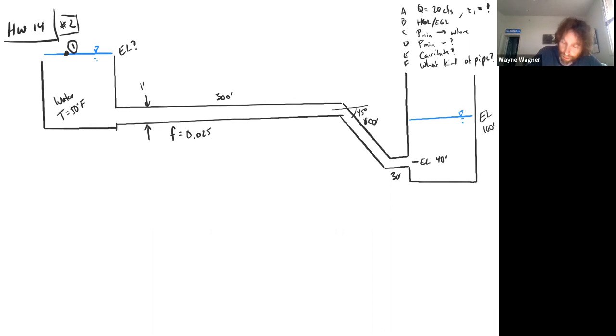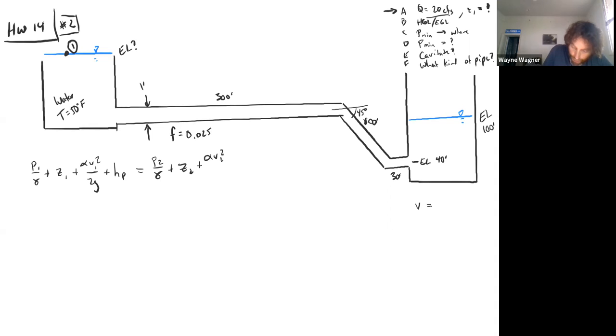The most quantitative part of this whole thing is A, so we're going to do that first and then erase our work. I'll try to remember to save what we need from that. As an aside, if Q equals 20 CFS, I know I'm going to need V. So V equals what? Let's start with the energy equation: P1 over gamma plus Z1 plus alpha V1 squared over 2g plus HP equals P2 over gamma plus Z2 plus alpha V2 squared over 2g plus HT plus the head loss.